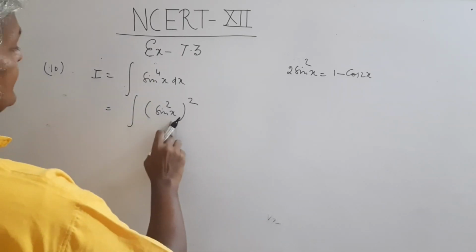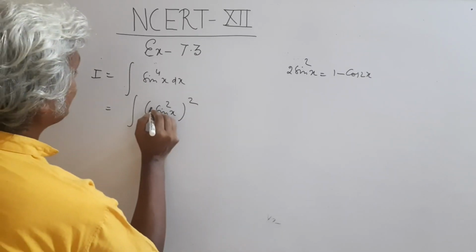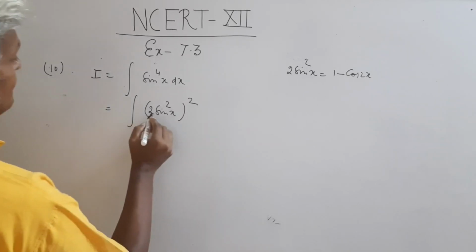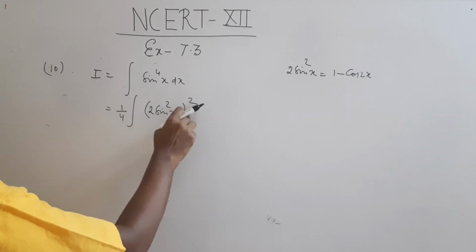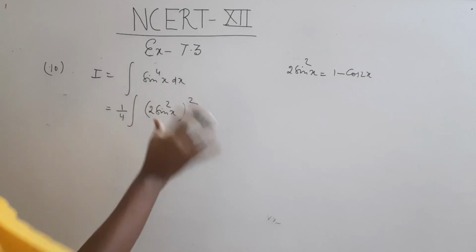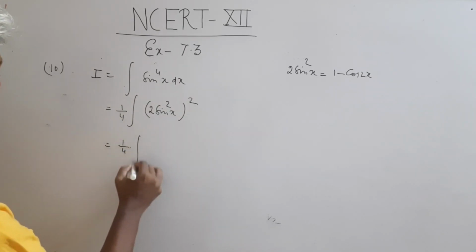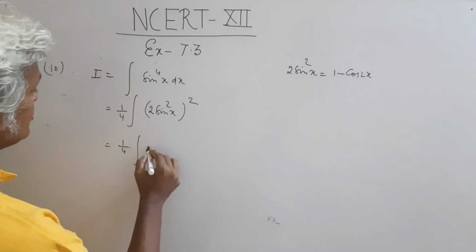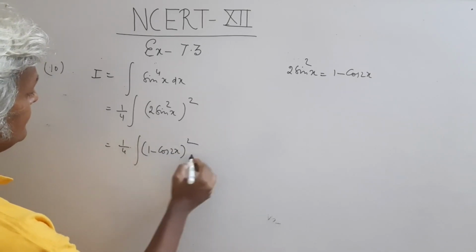So now we have sine square x, but I want 2 inside, and since this is squared, if I write 2 here, actually indirectly I'm writing 4 there. So to compensate for this one, I write this 1 by 4 outside, because 2 square is 4 and this 1 by 4 becomes 1. So there is no difference in these two forms, they are just identical. Now in place of 2 sine square x, I write 1 minus cos 2x whole square. So 1 by 4 integration of 1 minus cos 2x whole square dx.